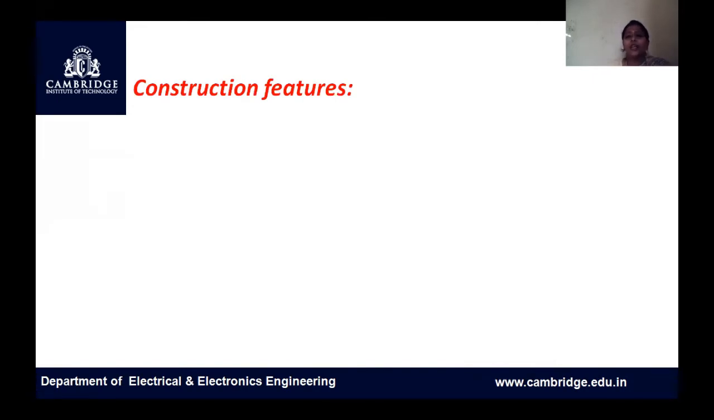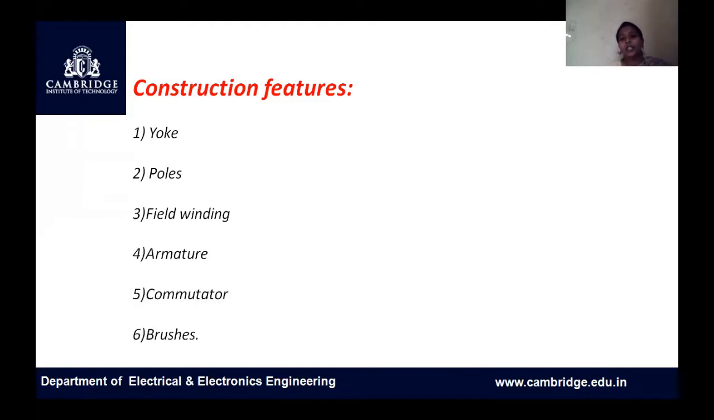Then we will look into the constructional features of DC machine. Here we come across yoke, poles, field winding, armature, commutator and brushes. These are the different parts of your DC machine. Any machine you consider has two parts: stator and rotor. In a DC machine, the field system is in the stator and the conductors are in the rotor. With the help of brushes, we collect the current from the rotor. This is how your DC machine works.